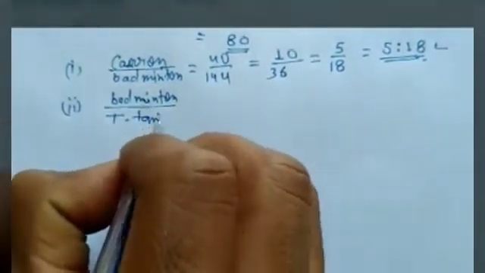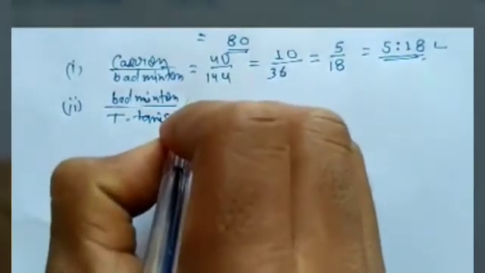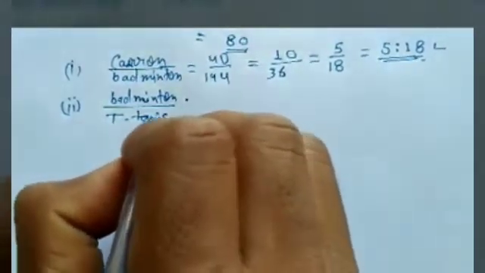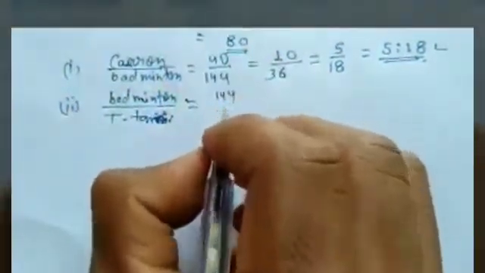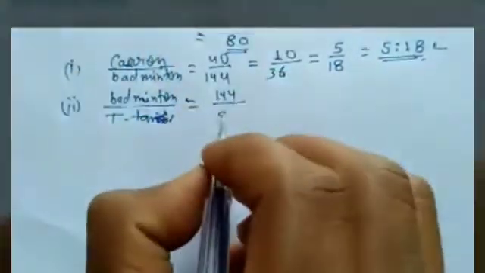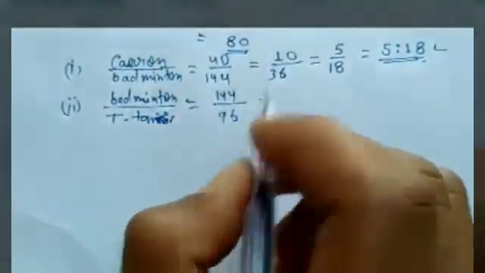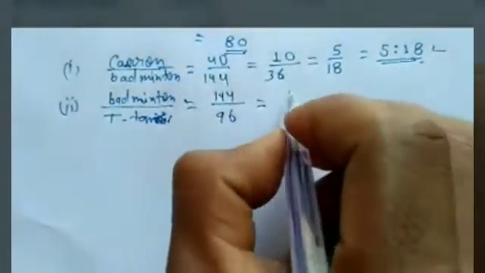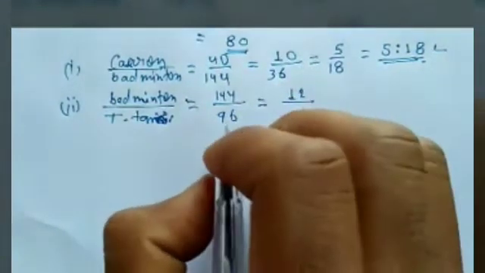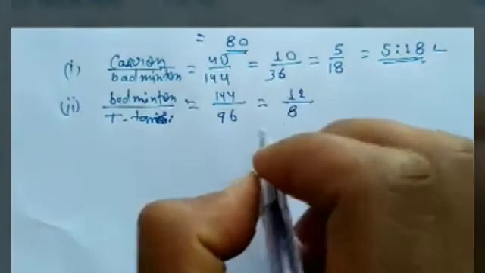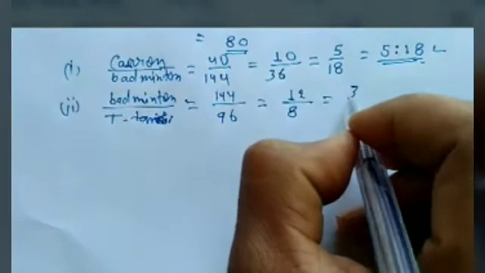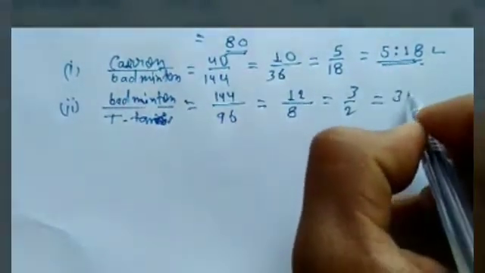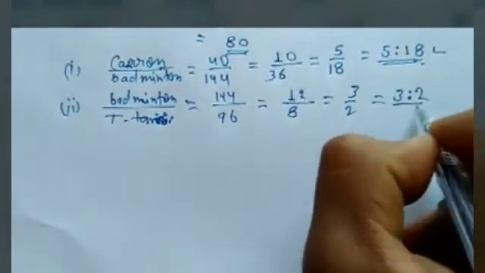Badminton to table tennis equal to badminton 144, for table tennis 96. Both the numbers can be cancelled by 12. 12 ones are 144, and 96, 12 eights are 96, both can be cancelled by 4. 4 threes are 12, 4 twos are 8. It means the ratio between these numbers is 3:2.